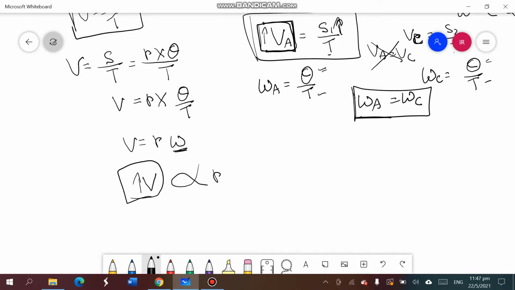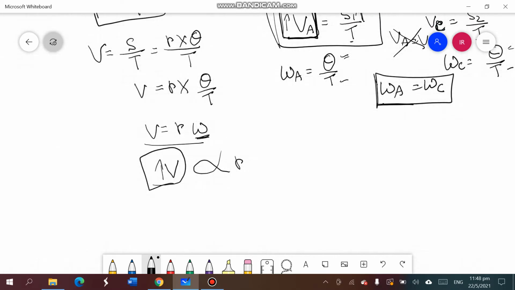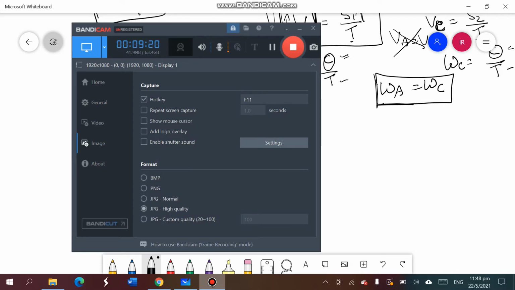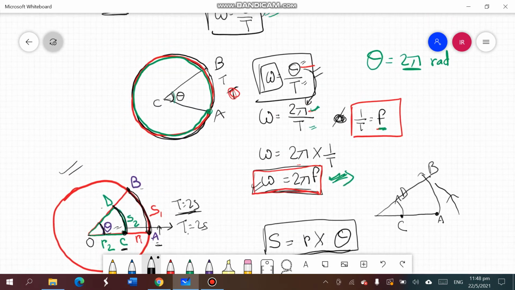Why? Because its arc length will be larger and it has to cover the larger length in the same time period, right? So if it's moving through the same angle theta but covering a larger distance, then it has to move faster, and we can show it from the equation v equals r omega. So if you're told to find the linear velocity of an object moving in a circular path, this is the equation that we use. We basically discussed two equations here: one is v equals r omega, and the other is omega equals 2 pi f.